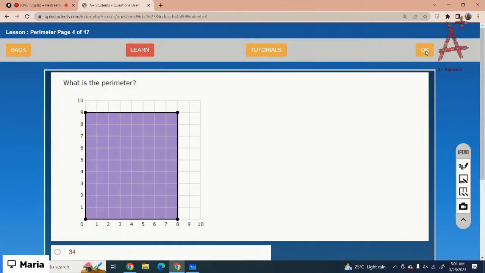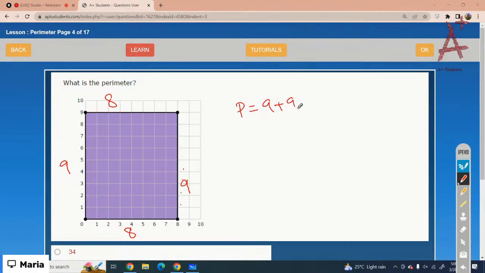Okay, the next one is, what is the perimeter? Here you have 1, 2, 3, 4, 5, 6, 7, 8, 9. Here you have 8, 8 and 9. For the perimeter, you need to add all the side lengths. 9 plus 9 plus 8 plus 8. So 9 plus 9 is 18 and 8 plus 8 is 16. When you add them, it makes 34.